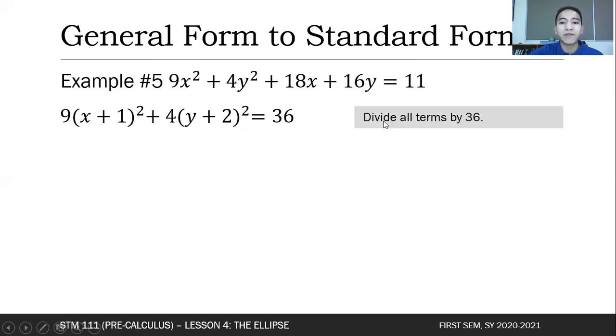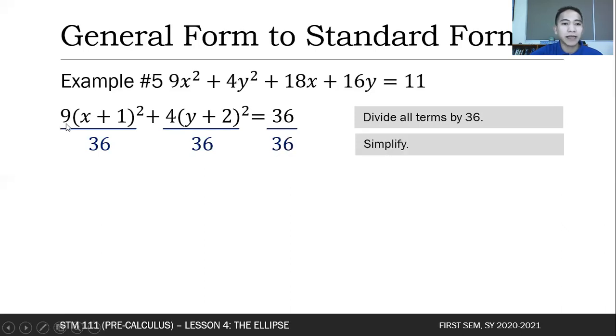Gagawin natin next is divide all terms by 36. Kasi di ba sa standard form, yung sa right side is 1. So para maging 1 yung 36, divide mo by 36. So divide mo all of the terms. And then, we simplify. Yan. So 9/36 is just 1/4. Or 36 divided by 9, yung answer ilalagay sa baba, 4. Dito naman, 36 divided by 4, yung answer ilalagay sa baba, 9. So 36/36 is just 1. Okay. So ito yung result.